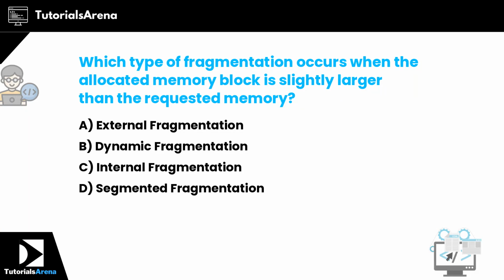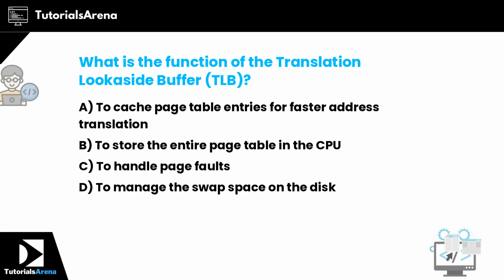Which type of fragmentation occurs when the allocated memory block is slightly larger than the requested memory? The correct answer is option C, internal fragmentation. What is the function of the translation look-aside buffer, TLB? The correct answer is option A, to cache page table entries for faster address translation.